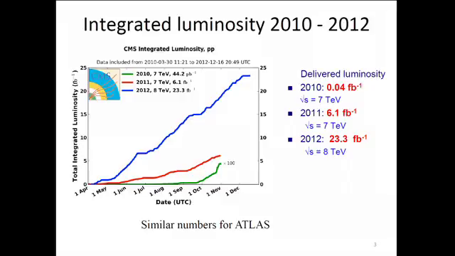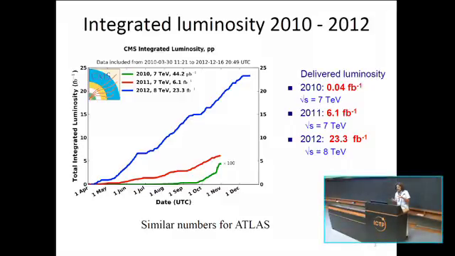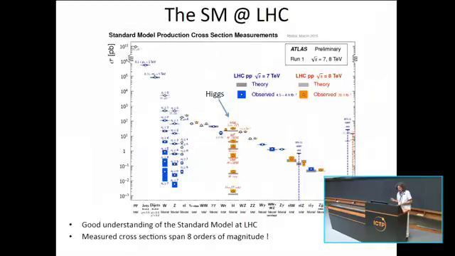Basically, all these measurements are based on the Run 1 data set that was collected in 2010 to 2012. The total luminosity is basically 6 inverse femtobarn collected in 2011, and 23 collected with 8 TeV center of mass energy. The 6 were with 7 TeV, and this is the delivered luminosity. The luminosity collected by single experiments is a bit lower, of course, due to experiment efficiencies.